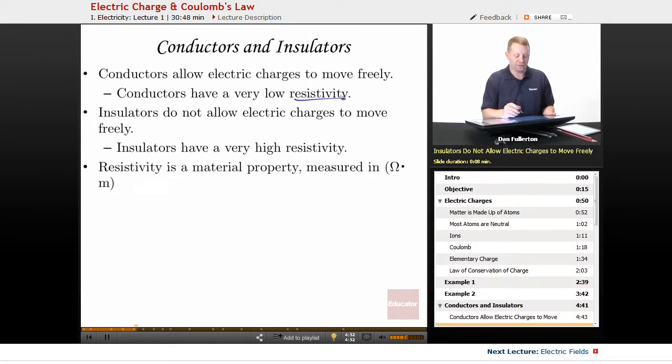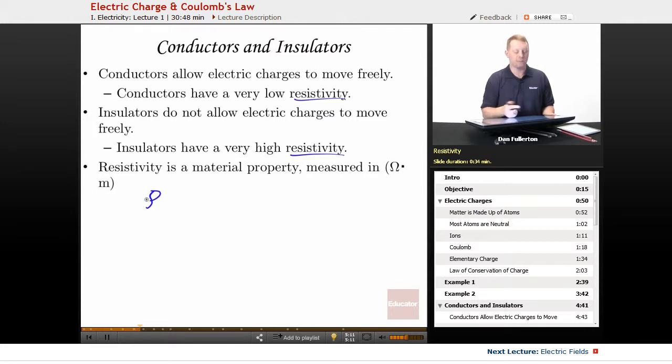Insulators, on the other hand, do not allow electric charge to move freely. Therefore, they have a very high resistivity. Now, resistivity is a material property. It tells you how freely that material allows electrons to move, and it gets the symbol rho, the Greek letter rho, kind of like a squiggly P.